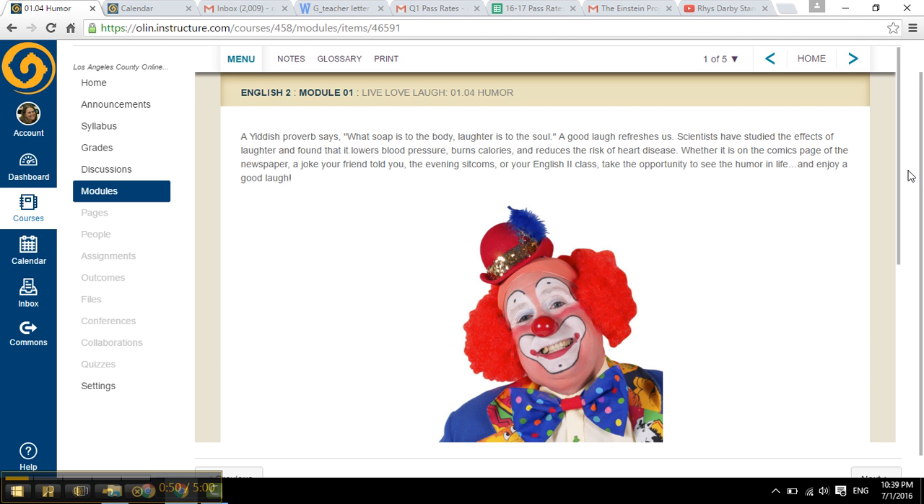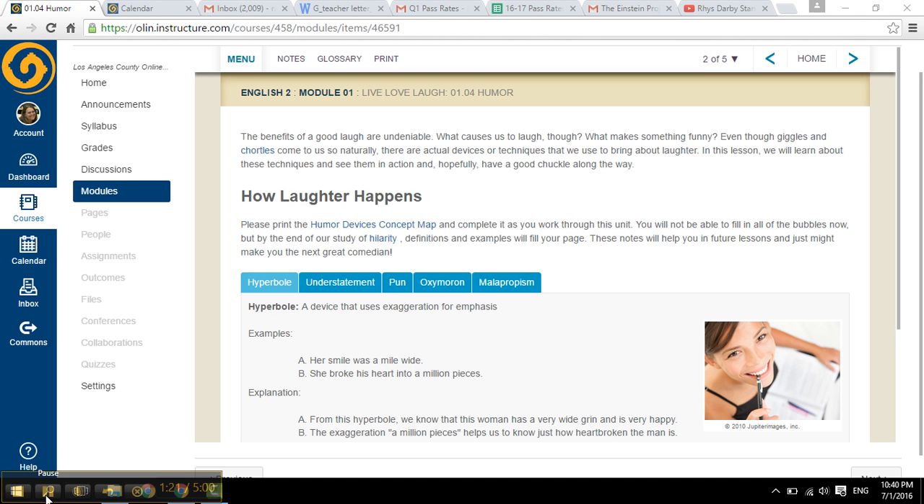So if we go back up here to the top of the page, it says, a Yiddish proverb says, what soap is to the body, laughter is to the soul. A good laugh refreshes us. Scientists have studied the effects of laughter and found that it lowers blood pressure, burns calories, and reduces the risk of heart disease. Whether it's on the comics page of the newspaper, a joke your friend told you, the evening sitcom, or your English 2 class, haha, that's funny. Take the opportunity to see the humor in life and enjoy a good laugh, and it will help you live longer.